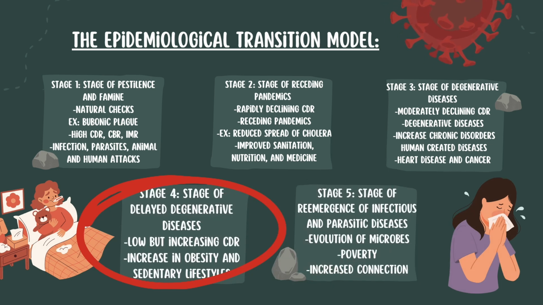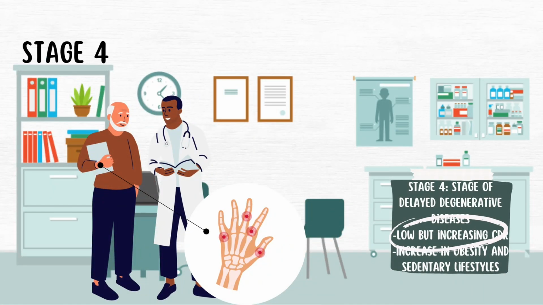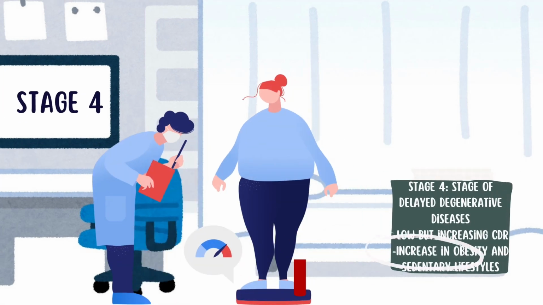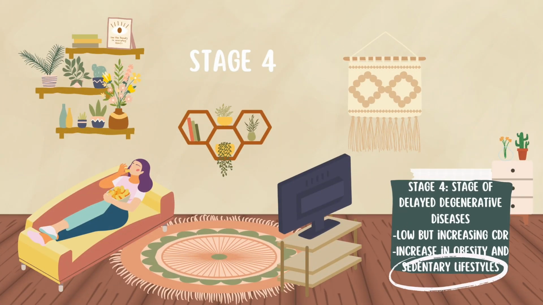The fourth stage of delayed degenerative diseases, is characterized by declining age-specific mortality, resulting in a shift of non-communicable diseases to older ages. As the food industry increases, so does the rates of obesity with chronic diseases. Increased use of technology, such as electronic devices and dependency on these items, will reduce the time spent on physical activities, creating an increase in sedentary lifestyles.